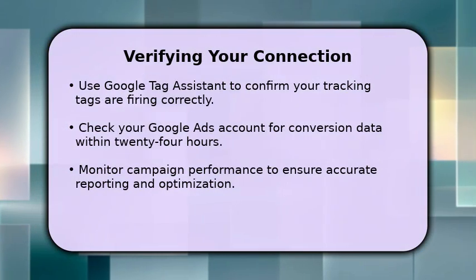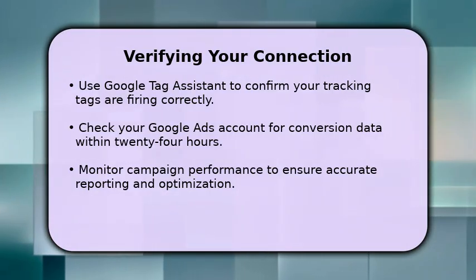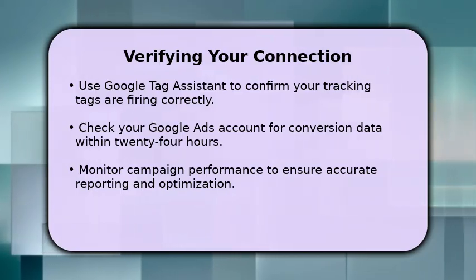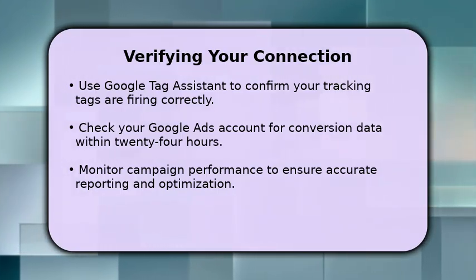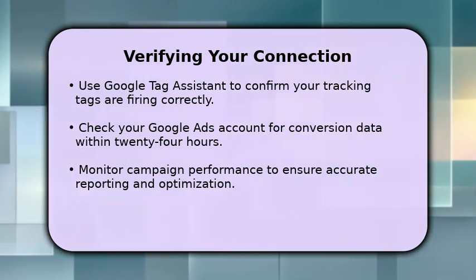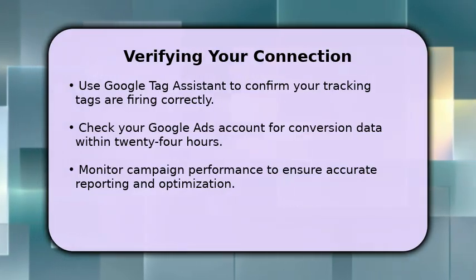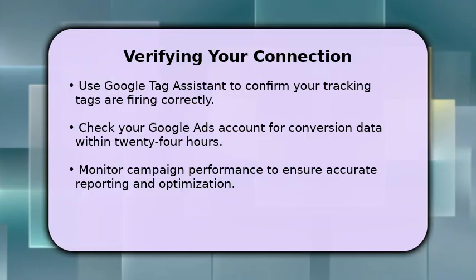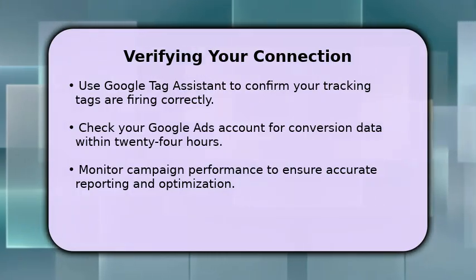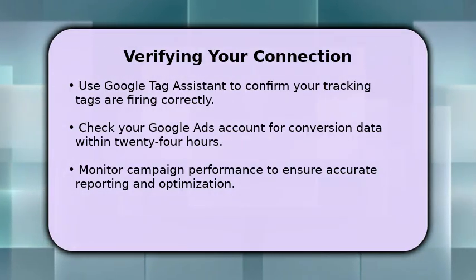After implementing your chosen method, it is essential to verify the connection. Utilize the Google Tag Assistant browser extension to confirm that your tags are firing as expected on your WordPress site. Within approximately 24 hours, you should begin to see conversion data appearing in your Google Ads account. Continuously monitor your campaign performance to ensure the tracking remains accurate and supports your advertising goals effectively.